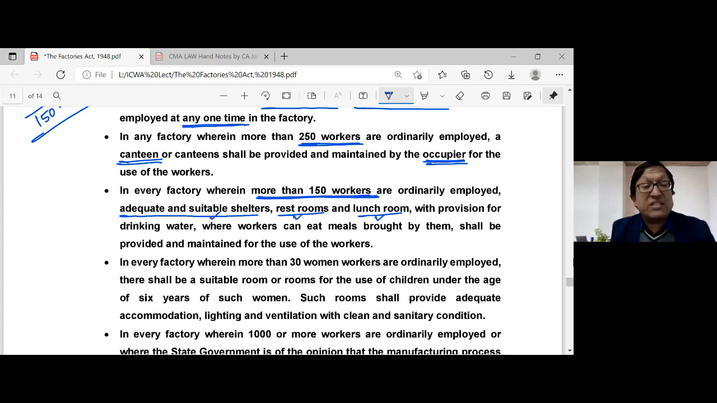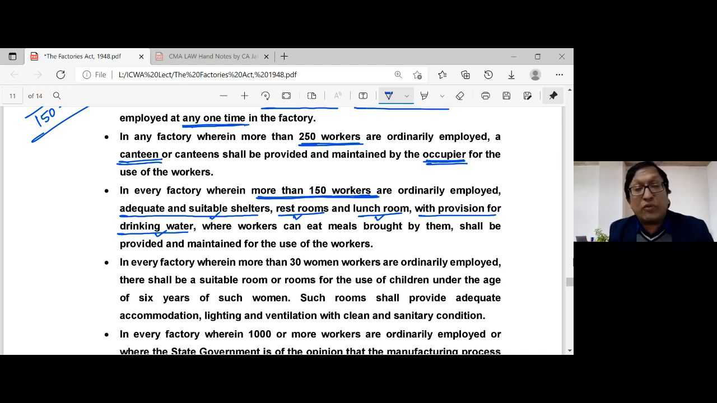Lunch room where they can sit. You have not provided them with the canteen space. What you can provide them is some room where they can sit and take lunch with provision of drinking water. And that room must have the facility of what? Drinking water, where workers can eat the meal brought by them.